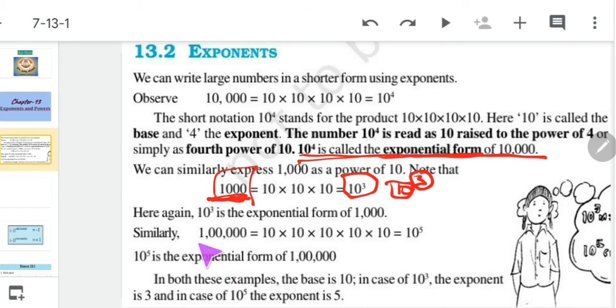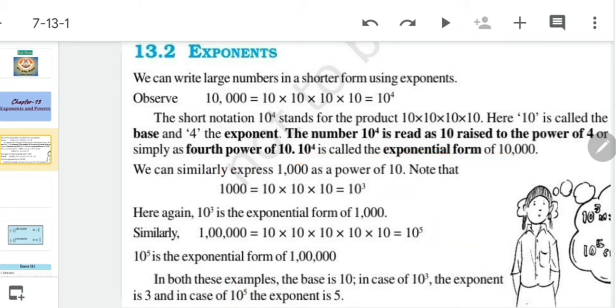Here we have 1 lakh. We can write it as 10 power 5. So 10 is the base, 5 is the exponent, and this is the exponential form for 1 lakh. Okay. Now you can see in both these examples the base is 10, and in case of 10 power 3, 3 is the exponent, and in case of 10 power 5, 5 is the exponent.